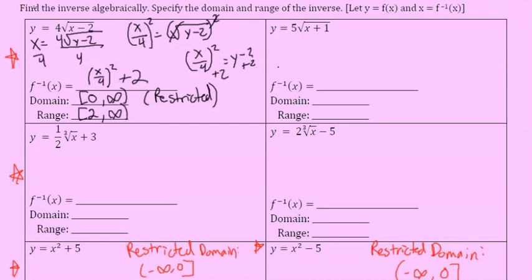Pause the video and try the next one. Y equals 5 times the square root of x plus 1. Let's look at the next one here. Y equals 1/2 times the cube root of x plus 3. So let's switch x and y and solve for the new y.